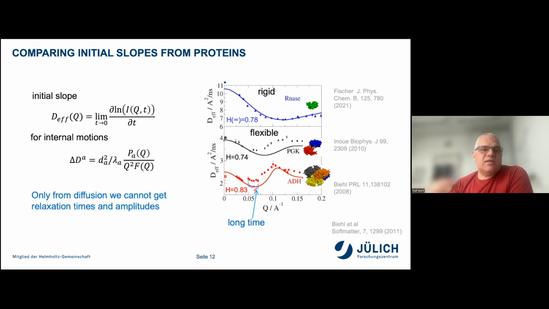Now, if you look at this normal mode model that we have, then we can calculate how the displacements of the normal modes and the relaxation time contribute to the change in diffusion. What we see then is, if we only measure diffusion coefficients in the initial slope, we cannot separate amplitudes and relaxation times at the same time. We can only get an effective change.